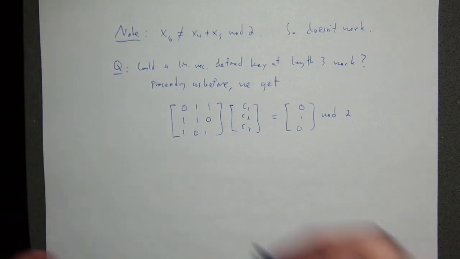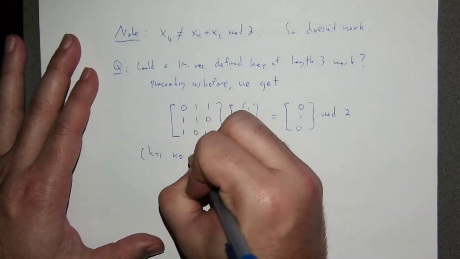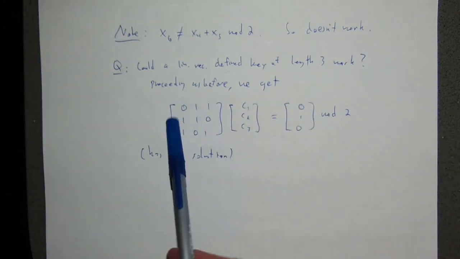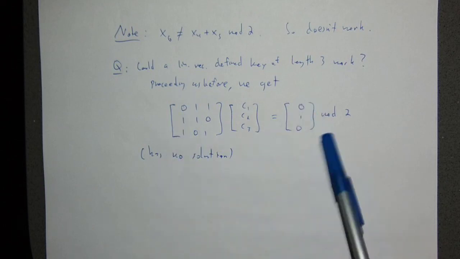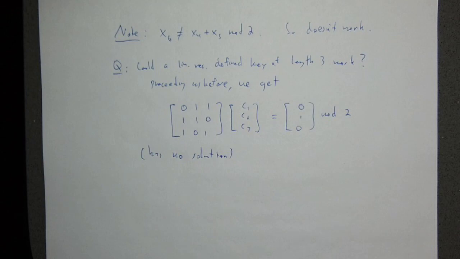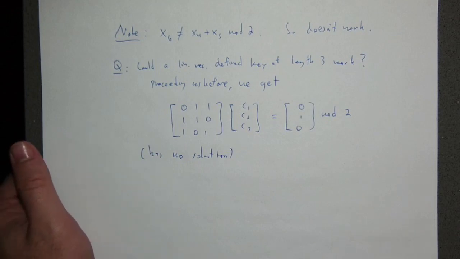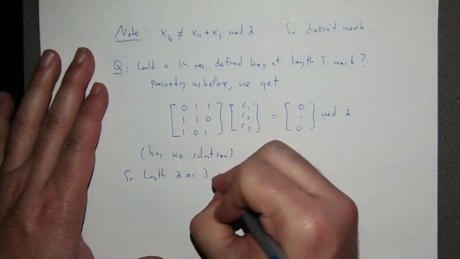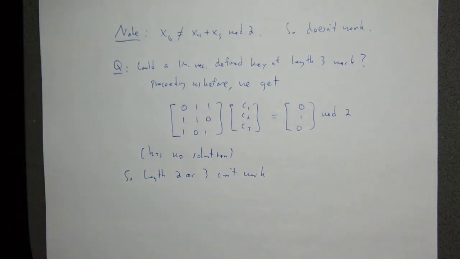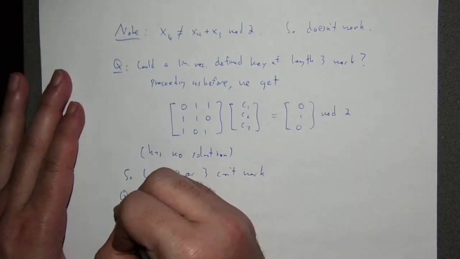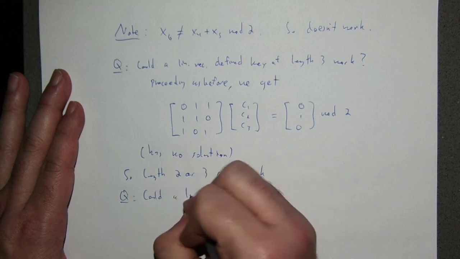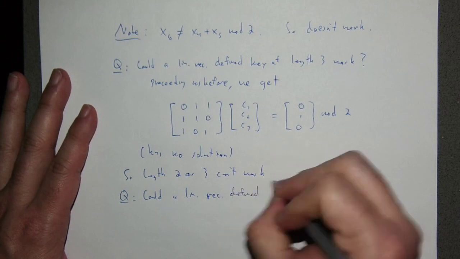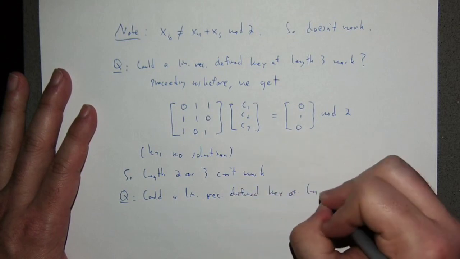It turns out this has no solution. There's a couple ways you could see this. One, the columns sum to 0 mod 2, but this column doesn't, so this can't be a linear combination of those columns. That's one way of seeing it. Okay, so length 2 or 3 can't work. So next question. Could a linearly recursively defined key of length 4 work?